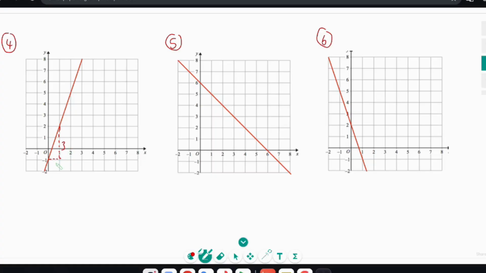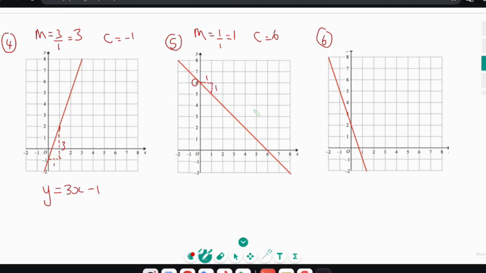You've got 3, 1. Your gradient is 3 divided by 1, which is 3. Your y-intercept is -1. So the equation of your line, 3x minus 1. Gradient, 1, 1. Y-intercept, 6. So the equation of your line, y equals 1x plus 6.